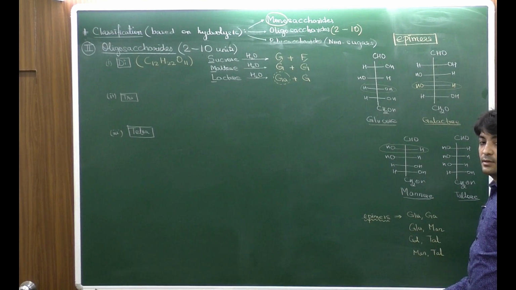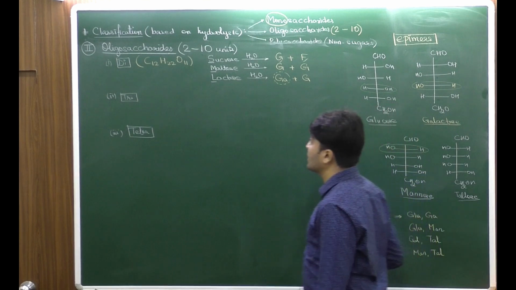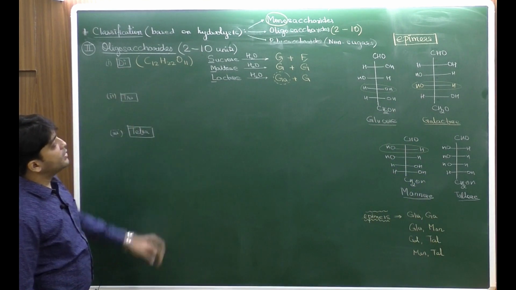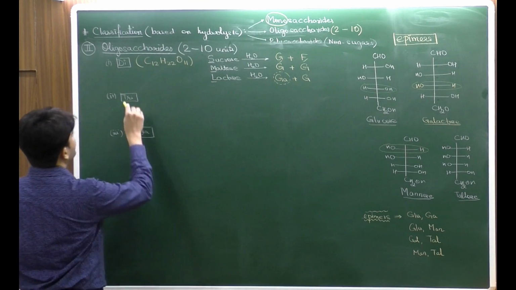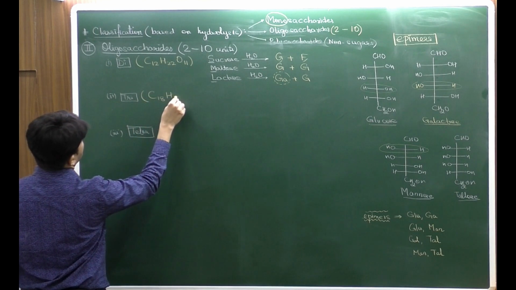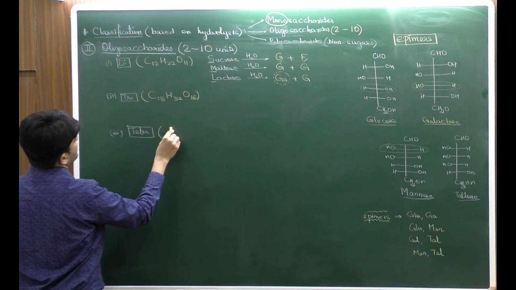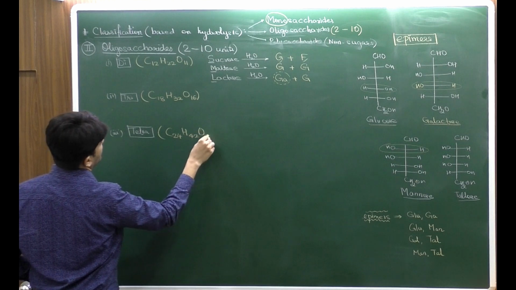Clear? Yes or no? This is something very important. Okay. Moving back to this, in disaccharides we have the three examples: sucrose, maltose, lactose. Next, trisaccharide. The formula is C18H32O16, and in tetra the formula is C24H42O21.